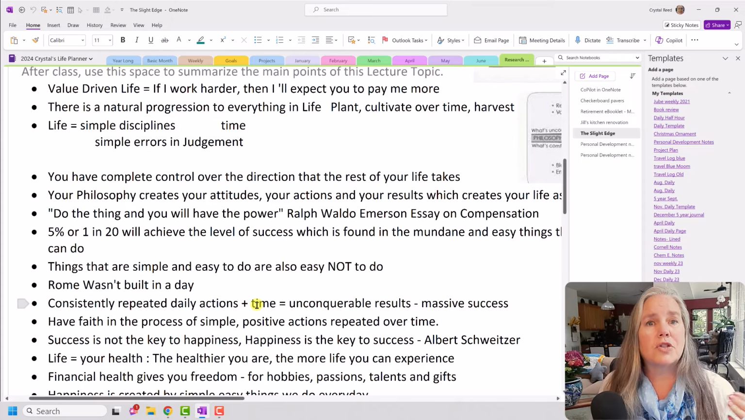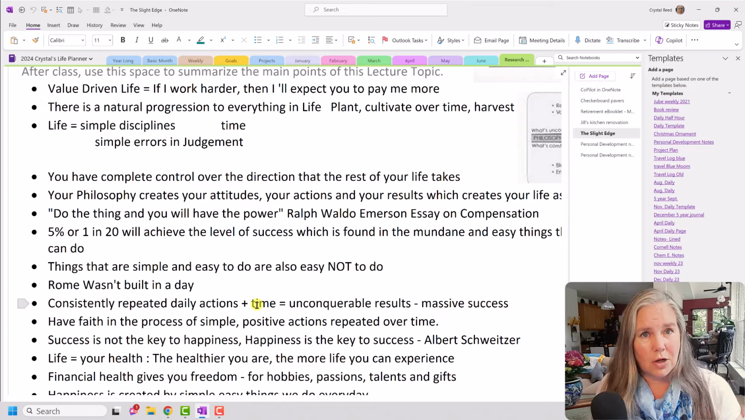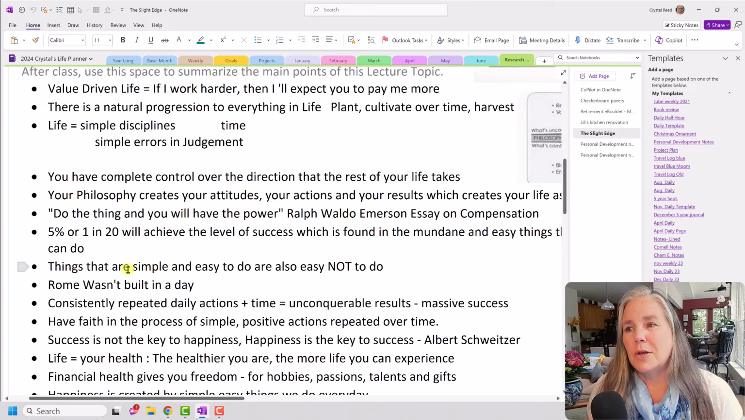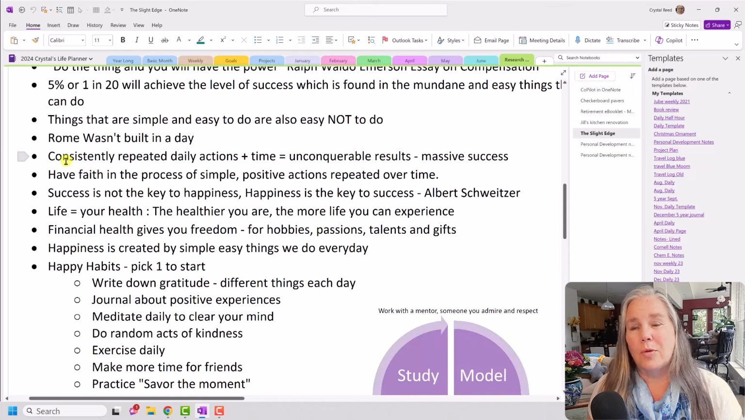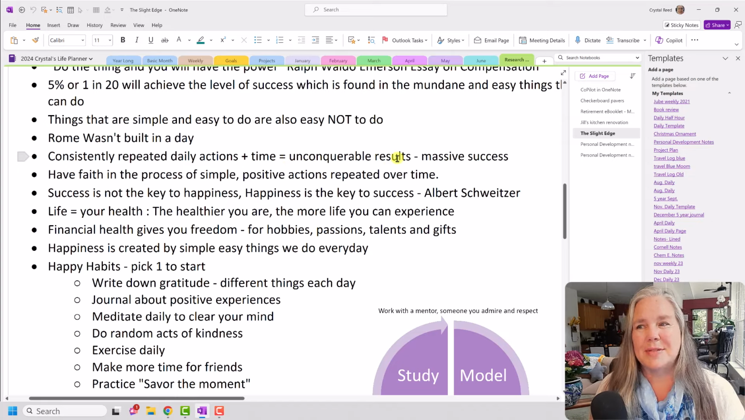They're not extraordinary things. They are simple things that, done over time, compound into success. Okay? So these are simple things and easy to do. They're also easy not to do. And there was a quote in there about Rome wasn't built in a day. You know, you can't get instantaneous success. And consistently repeated daily actions plus time equals unconquerable results or massive success. Okay? Have faith in the process of simple, positive actions repeated over time.